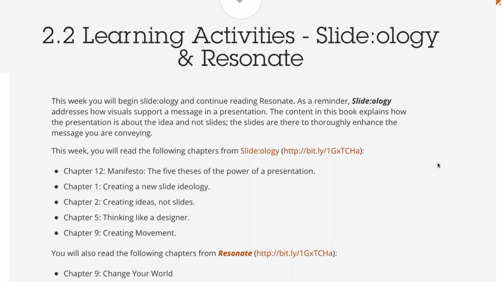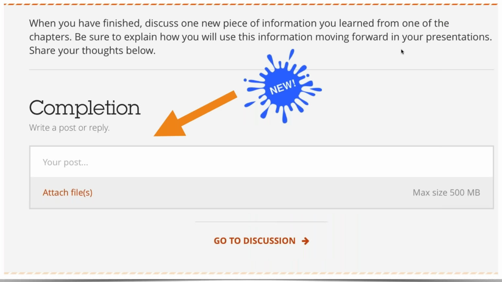And in order for you to get credit for this assignment, I would like you to pop back into the platform and let me know just one new piece of information that you've learned from one of these chapters. I'd also like you to explain how you plan to use this information moving forward in your presentation. So you just type out a quick post in here to show that you have completed that reading this week, and that will handle the 2.2 assignment. Super quick, super easy for that one.